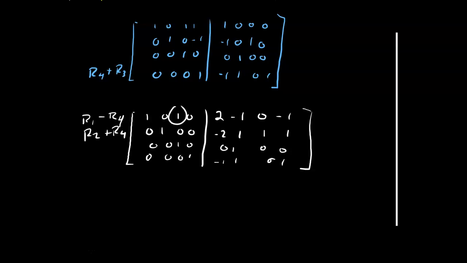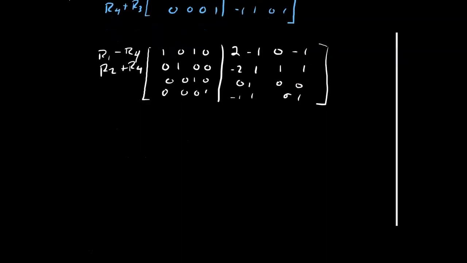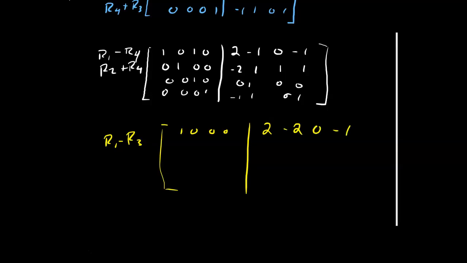There's only one element left that I need to get rid of in order to change this into the identity matrix on the left-hand side. So to do that, I will do here, maybe put it in yellow, row 1, and I'm going to subtract off row 3 this time. It is row 3, so 1, 0, 0, 0, 2, negative 2, 0, negative 1, and everything else copy down exactly as it is.